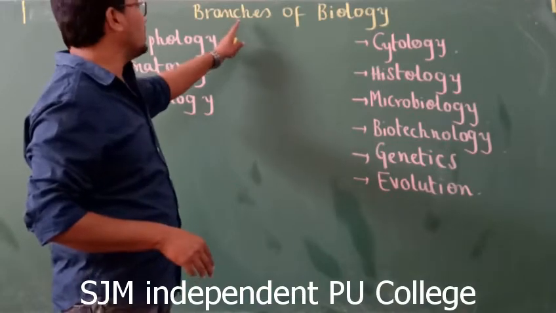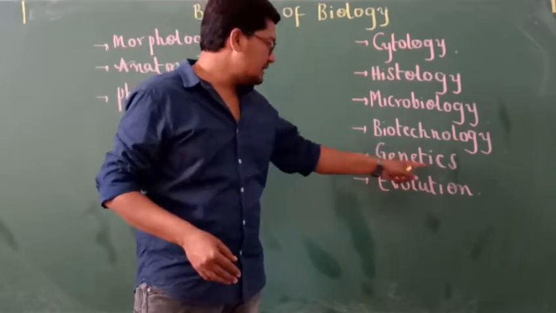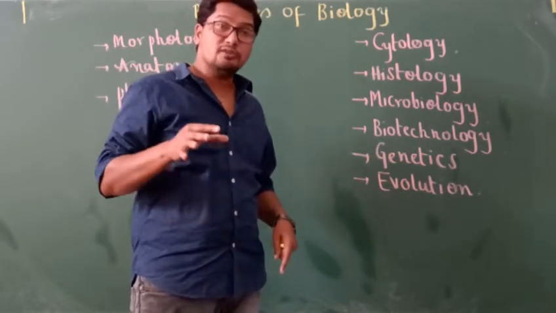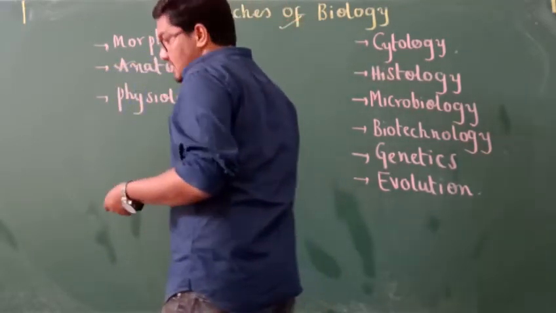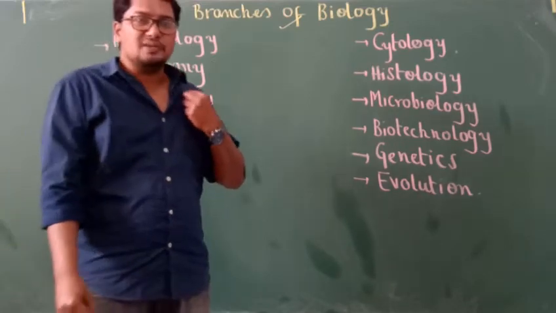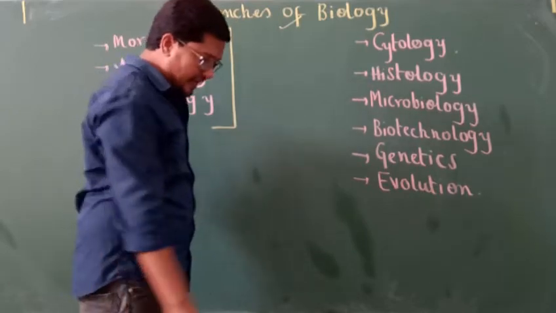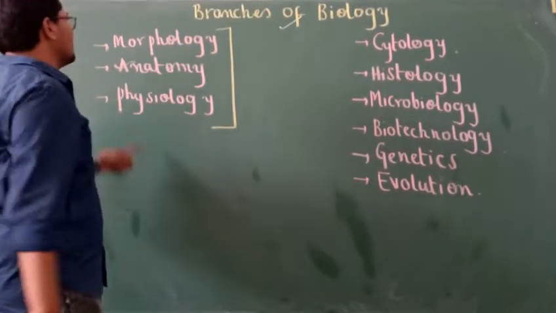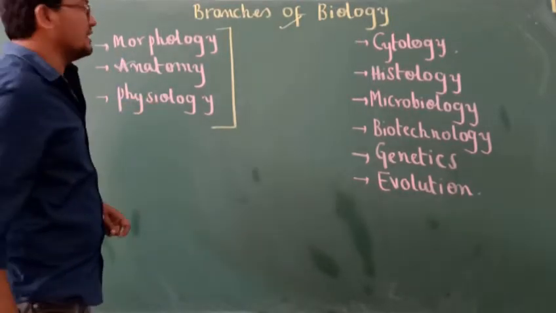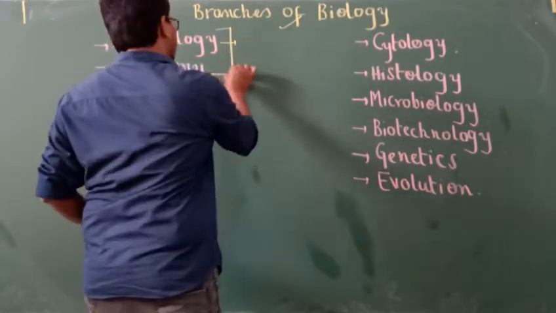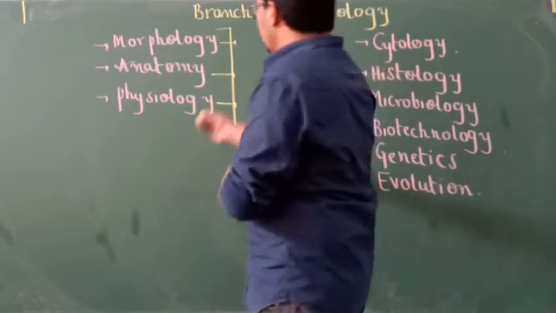Whenever we talk about the branches of biology, they are different, like biotechnology, genetics, evolution and all. But according to our syllabus, whenever we are studying biology and various chapters in first PUC and second PUC, we will be studying three important aspects of plants and animals. In three main branches, we call them morphology, anatomy and physiology. So let us understand what is morphology, what is anatomy and what is physiology.